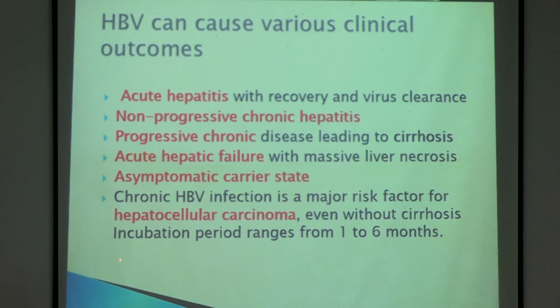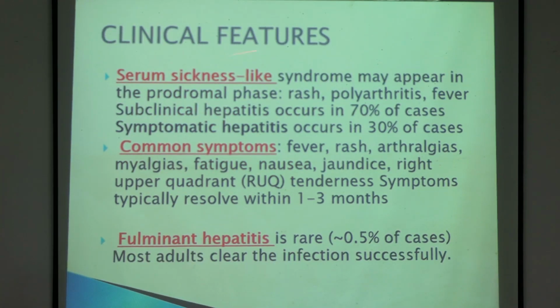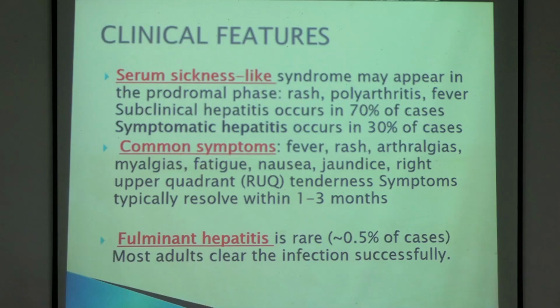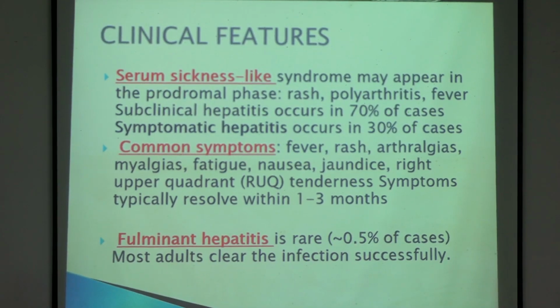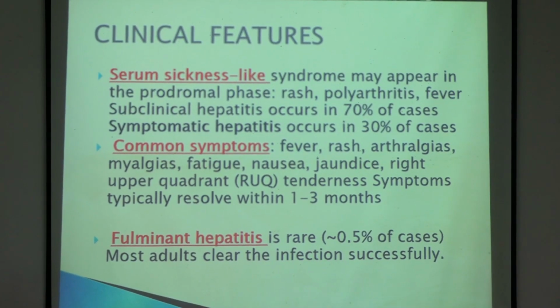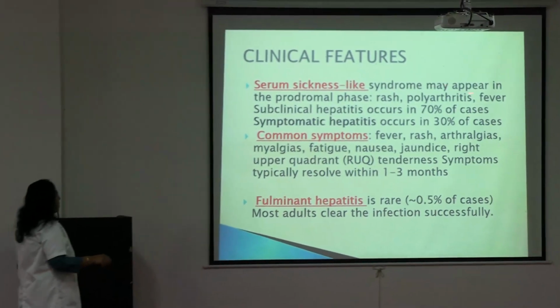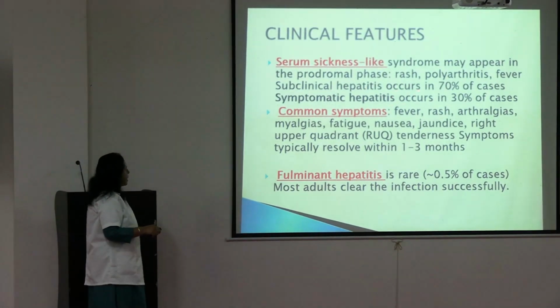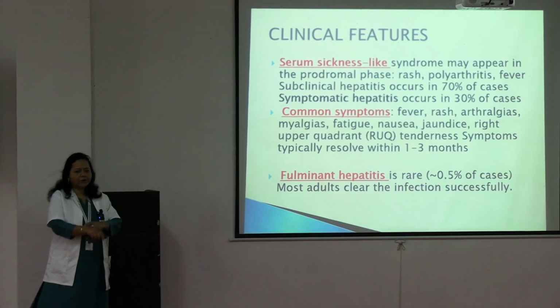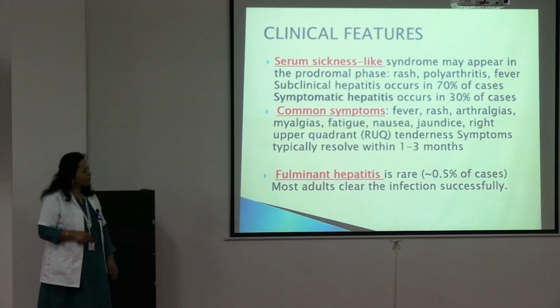Even without cirrhosis, the incubation period ranges from 1 to 6 months. Now, clinical features. Let us see how the patient will come to you. He will not come straight away with the cancer. He will come in the initial phase, maybe with a serum sickness-like syndrome, which may appear in the prodromal phase. Usually they will come with some rashes or itching, there will be a lot of itching.